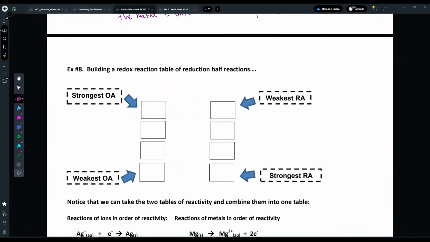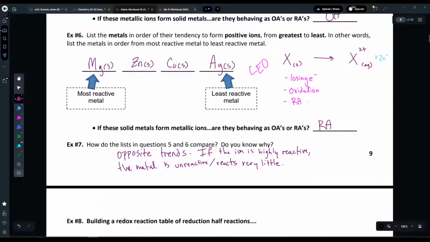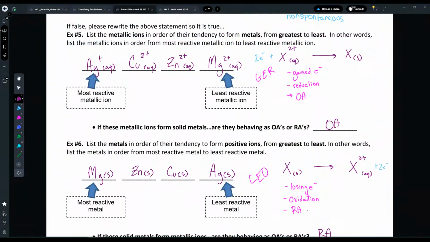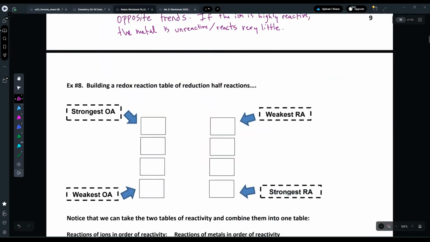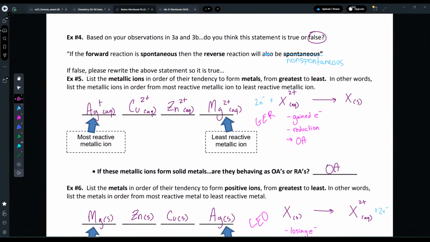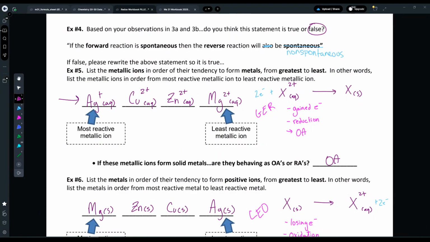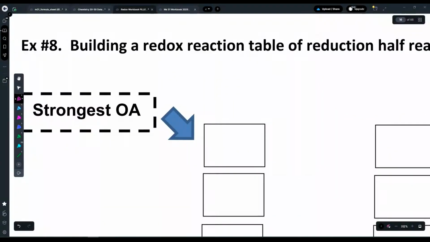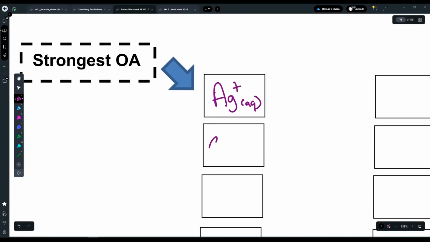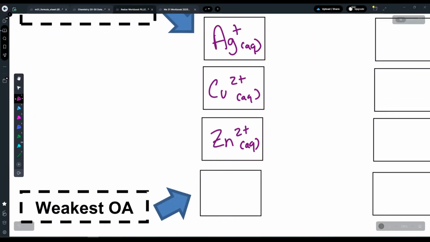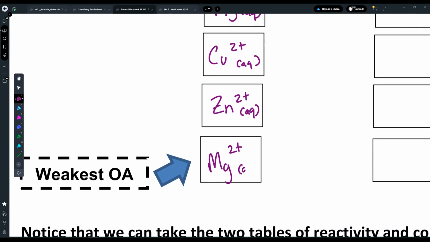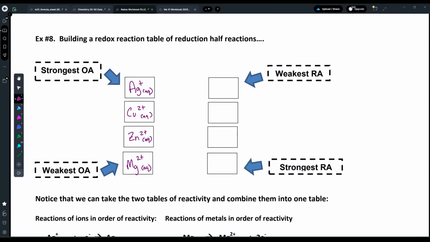Let's build our own little redox table based off of our data. We've already organized the information in question 5 and 6. Our strongest OA, we said that the ions here are acting as oxidizing agents, or OAs. I'm going to use the list in question 5, and put the most reactive metallic ion at the top because it was our strongest OA. So silver, 1 plus, copper, 2 plus, zinc aqueous, and then magnesium, 2 plus. Magnesium ions are the weakest OA because they really didn't react that much.